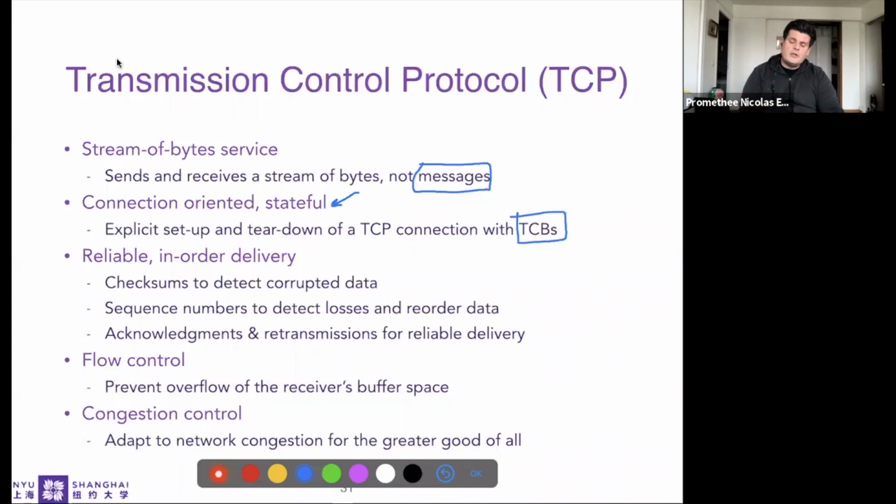It is reliable thanks to the checksum. You can detect if you have corrupted data. You use sequence numbers to make sure that you didn't lose any data, but also to reorder the data in case the segments are received out of order. And to repair the losses that you detected, you use acknowledgements plus retransmissions. We'll see that to retransmit, you also need some timers. When should I retransmit? We have flow control: you try to avoid overflowing the receiver with too many bytes. And congestion control is to avoid congesting the routers.